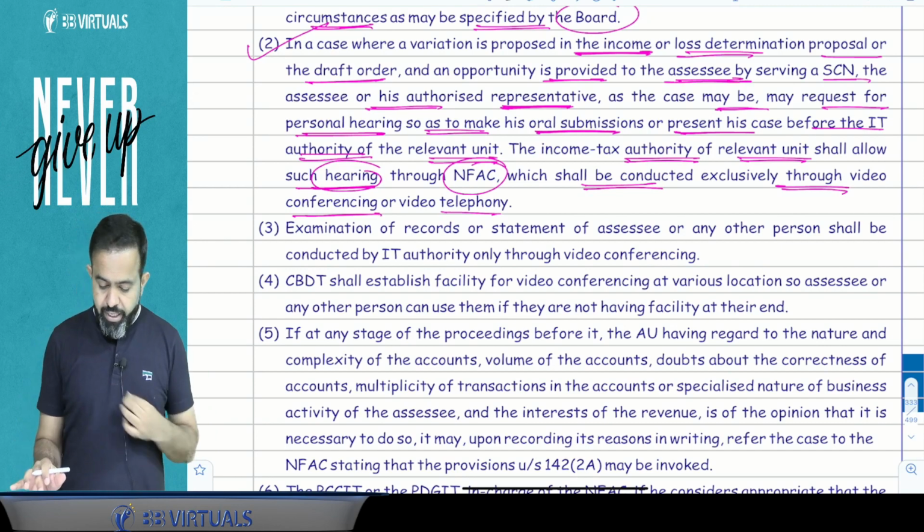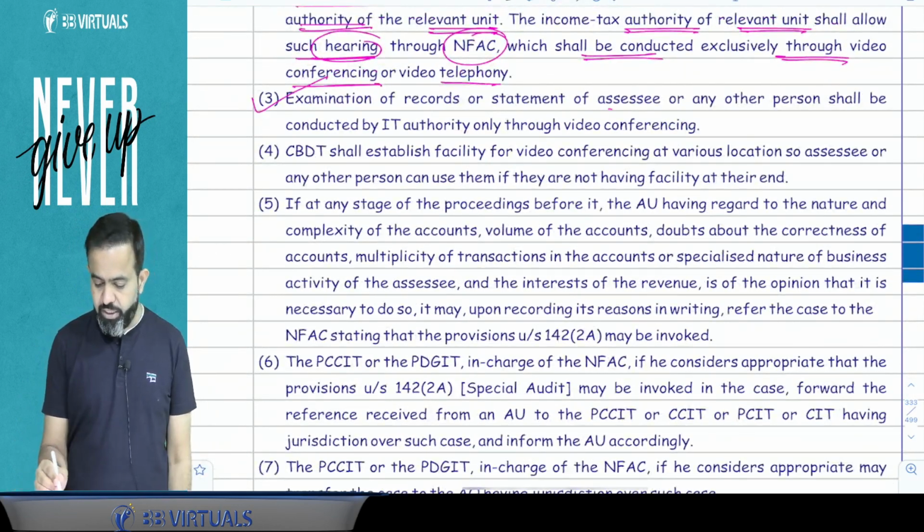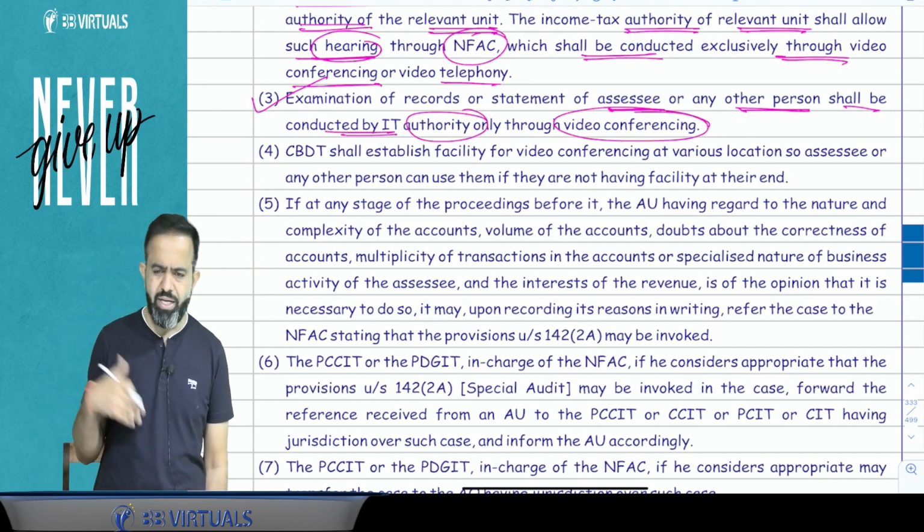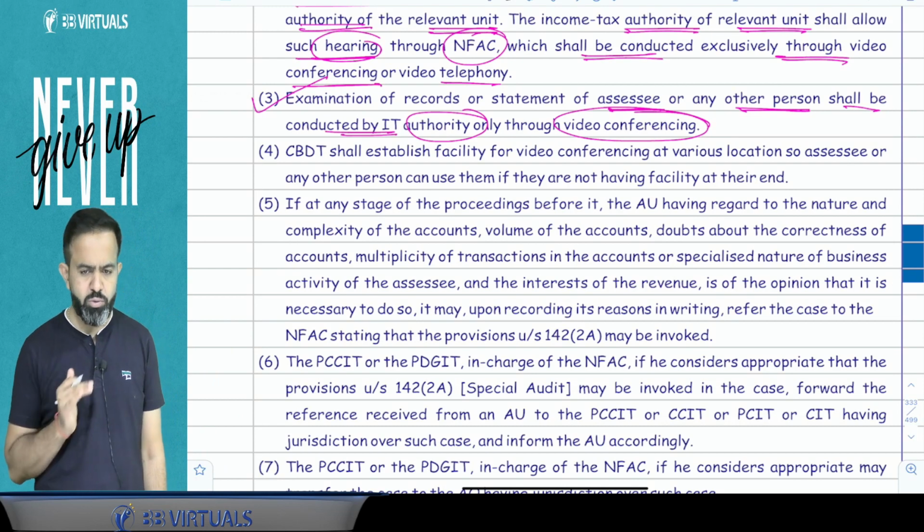Now next part. Examination of the record or statement of the assessee or any other person shall be conducted by the IT authority only through video conferencing. If they are recording any statement, that will be through video conferencing.